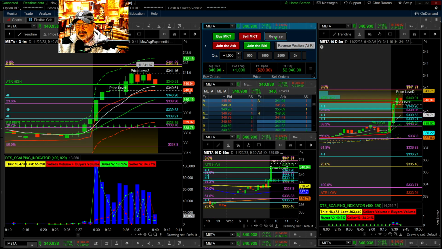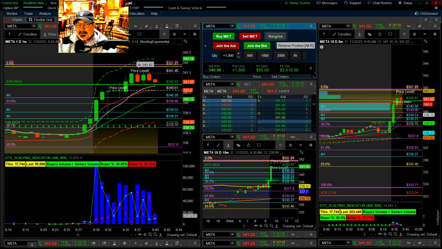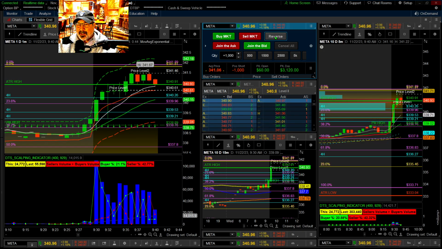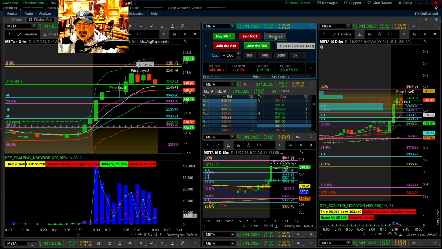It broke it. Of course. I'm going to reverse back. I don't like that it broke it. So I'm short again, which is probably a good call. I'm at 341.06. So I'm up above the ATR, which is good for a short.